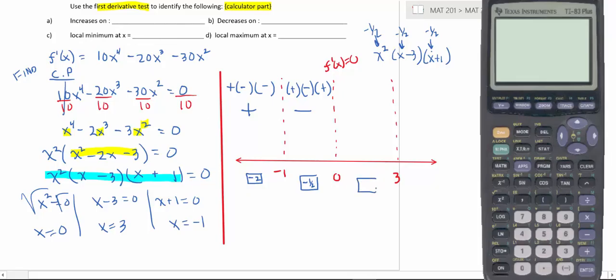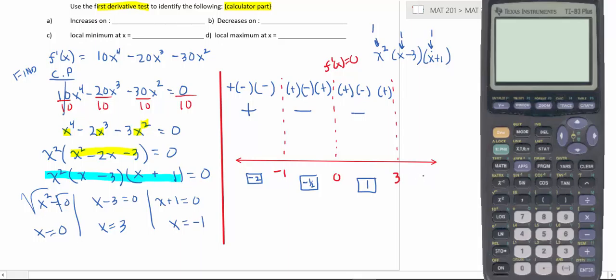Okay, now move on to here. Let's use 1 as our test point. So I'm just going to start over again and see if I can evaluate this at 1. 1 squared is positive. 1 minus 3 is negative. 1 plus 1 is positive. So on this one, you're going to have a positive times a negative times a positive, which is going to be a negative.